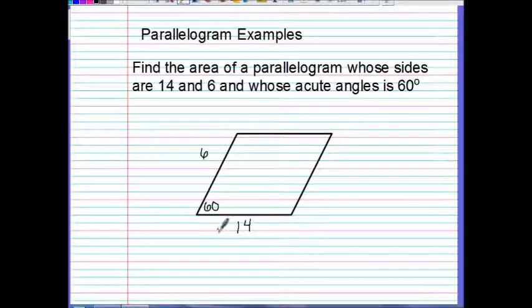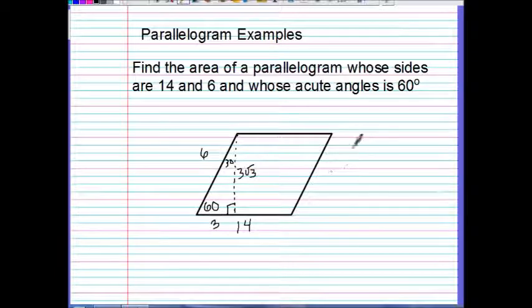So here we go. What are we going to do? We're going to drop down an altitude. Now, you might say, what does that do? Does it split it into 7 and 7? Maybe 5 and 9? We don't know. But instead, what we have here is a 30, 60, 90 triangle. What we need is that altitude. Now, if opposite my 90 is 6, then opposite my 30 is 3. Therefore, opposite my 60 is 3 root 3.